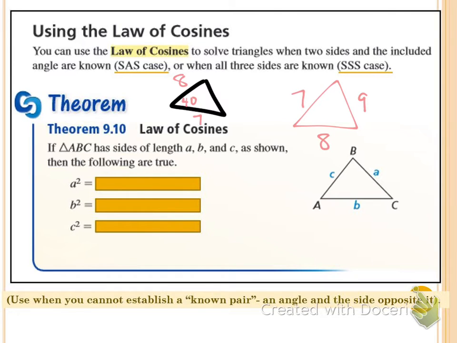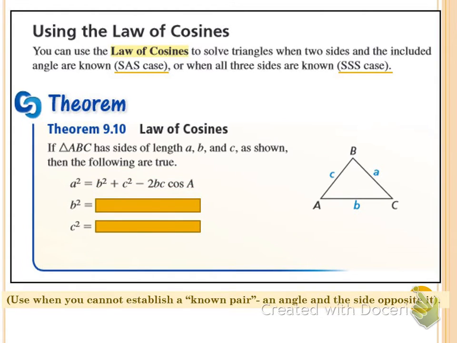So I will show you each of these. There are 3 ways to set it up if you had a triangle that looked like the one on the right. What do lowercase letters represent? Sides, and uppercase are angles. So the first portion comes from the Pythagorean Theorem. A squared equals b squared plus c squared. So you want to write this down. A squared equals b squared plus c squared minus 2bc cosine of angle A.